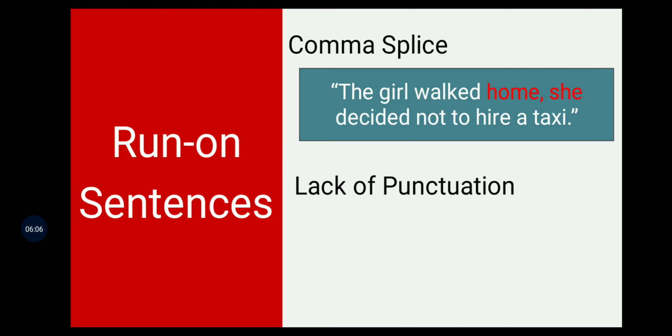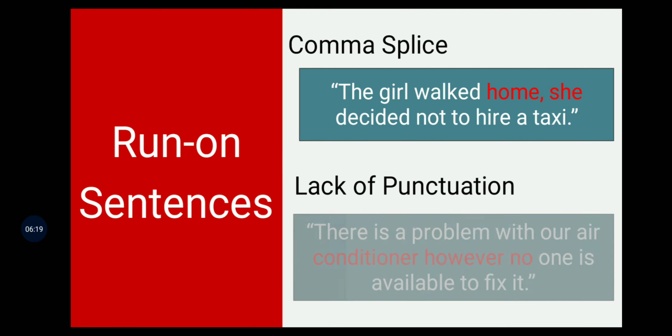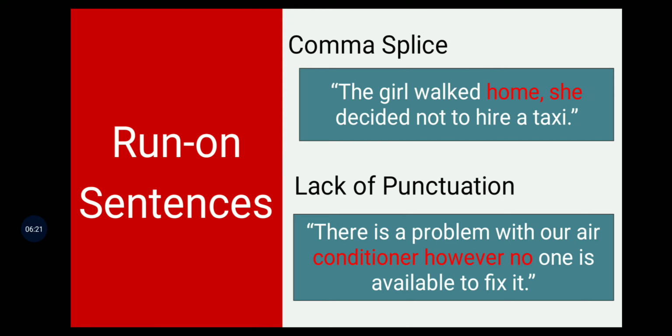Now, lack of punctuation is another case of run-on sentences. Lack of punctuation is when you do not make use of your semicolon or period or full stop in an appropriate manner. Say, for example, there's a problem with our air conditioner, however, no one is available to fix it. So in this sentence, we haven't made use of any semicolon or comma or a full stop.